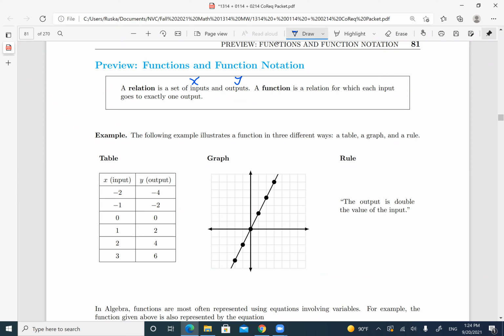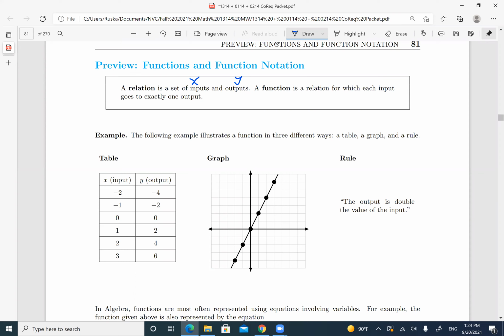Now, these are the three different ways to represent a function. You can make a table like this. So this table gives me a function. The input is -2, the output is 4. We don't know exactly what it's doing, but you can figure it out, right?